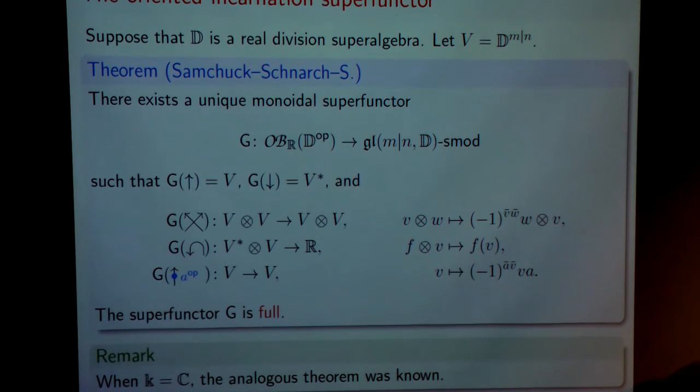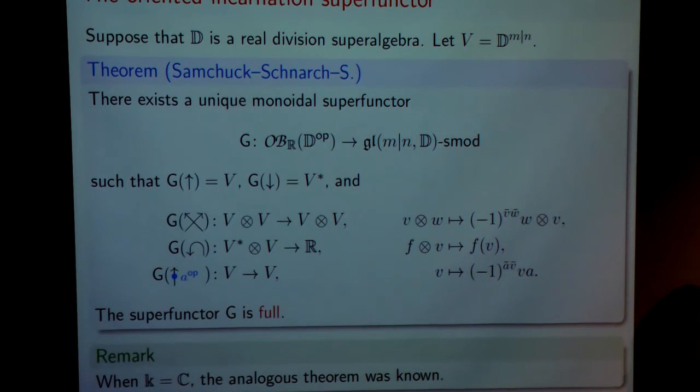Okay, so when our ground field is the complex numbers, and there are two choices for this complex division superalgebra, remember, the complex numbers and the complex Clifford superalgebra, then those results were known, right? So the new thing is really the real numbers here. No, we just cite the existing literature. No, because our proof, as I'll mention, ends up using this complex case.